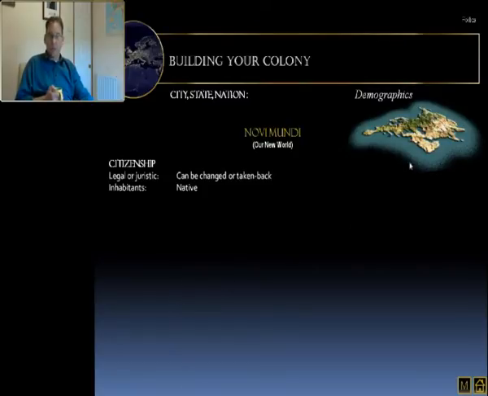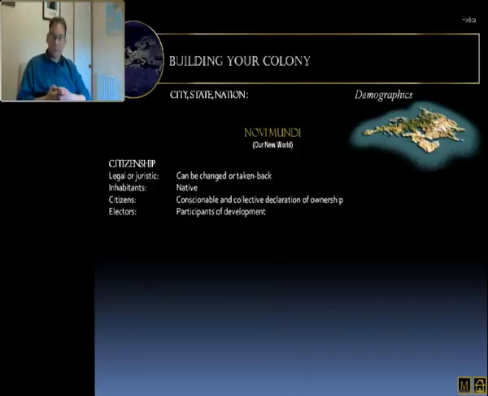Inhabitants will then become native, because there was nobody else there prior to it. Citizens is a constitutional and collective declaration of ownership. So now the citizens who are inhabiting Nova Mundi legally. Electors, participants of development. So effectively, if you want to see a land build, you need to participate in it. And in turn, you become an elector. Therefore, in the political context as you know it now, you make decisions, or assist with making decisions.